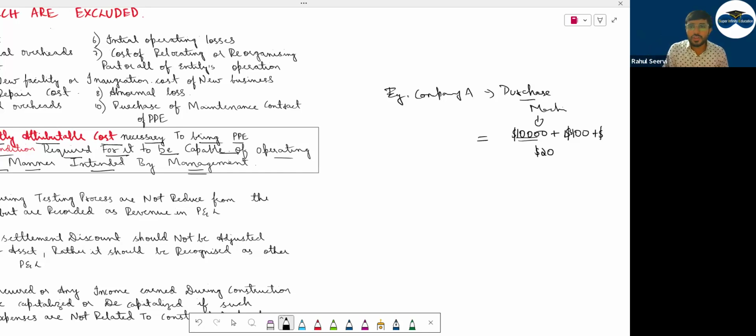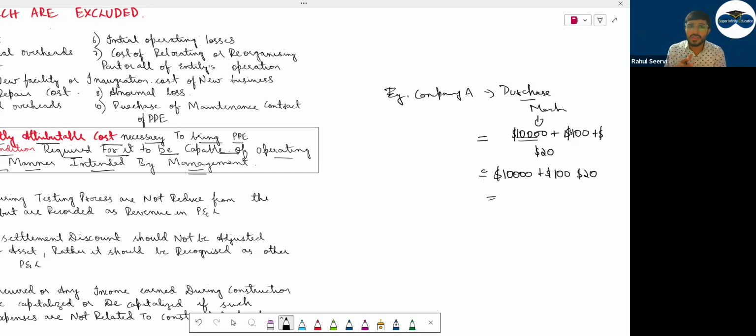Now, can I say the cost will include what all? This 10,000, this 1,100, and this $20. So, can I say this is the ultimate cost I have spent to bring the machine to the location? Location is my factory, and condition means what? Some restriction, something mentioned by the management.